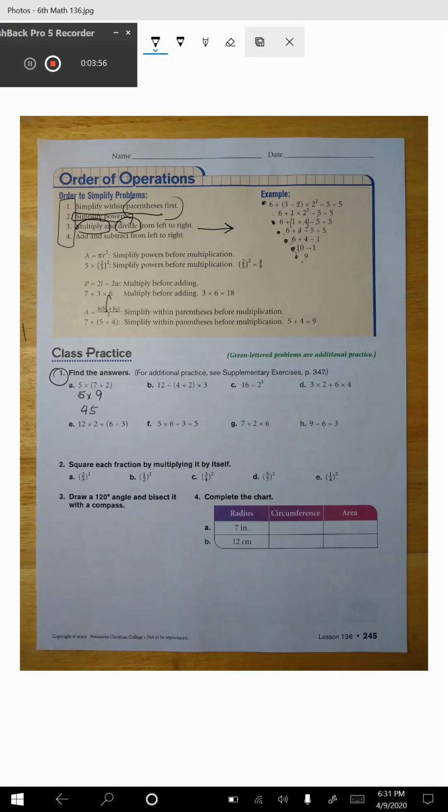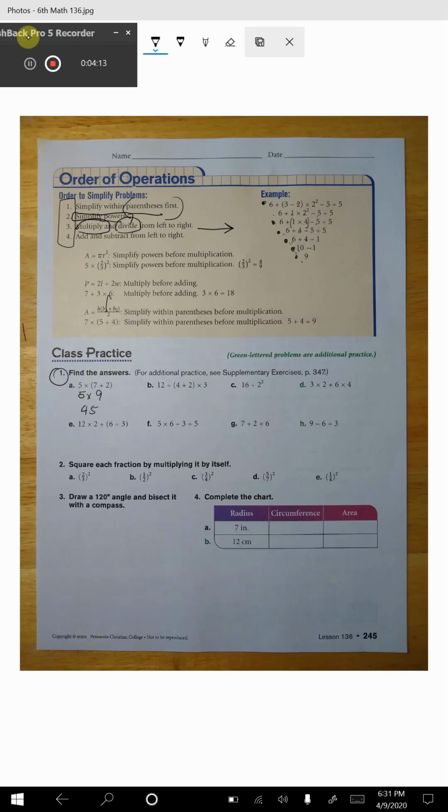All right, now we have 12 divided by 4. Is that divided by 2? I have to look at it, it's so small I can't even hardly see it. No, it's a plus 2. Okay. Times 3.